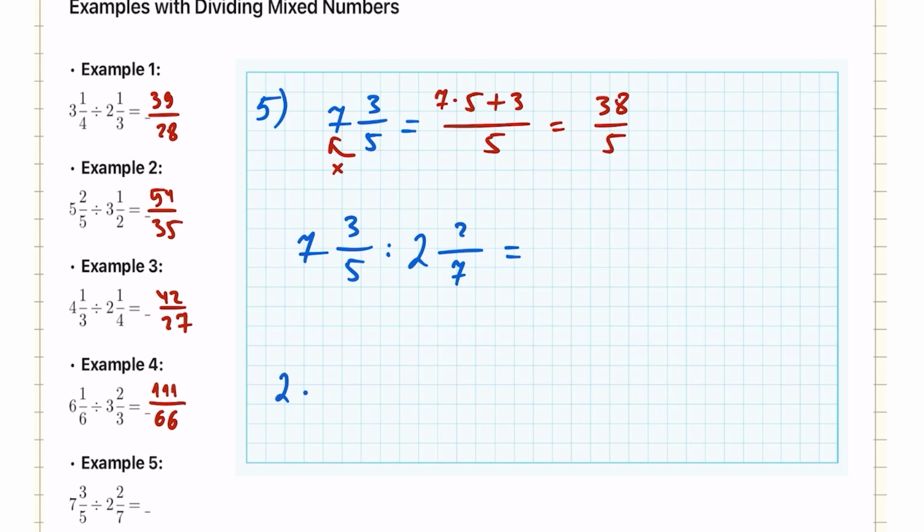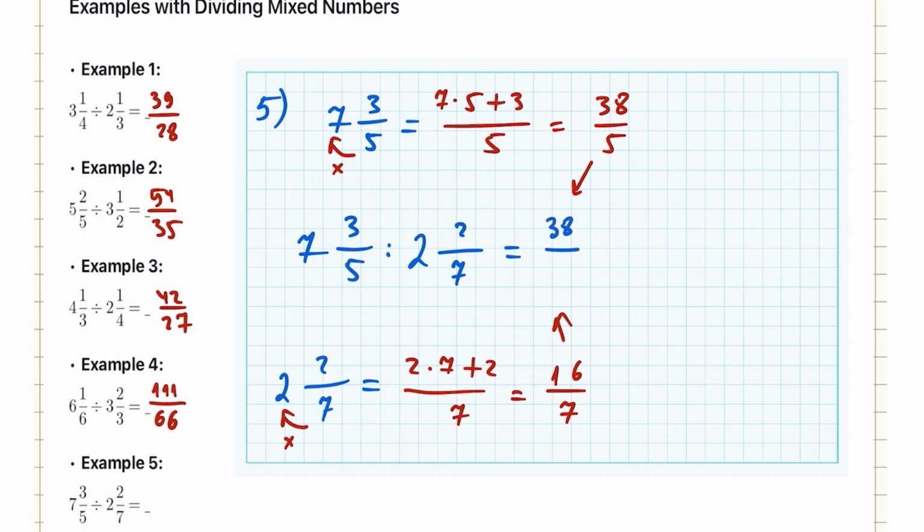Now second one, 2 and 2 over 7, which is equal to 7 times 2 plus 2 over 7, which is 16 over 7. And now we can divide. We will have 38 over 5 divided by 16 over 7. We need to multiply and flip second fraction. We will get 7 over 16.